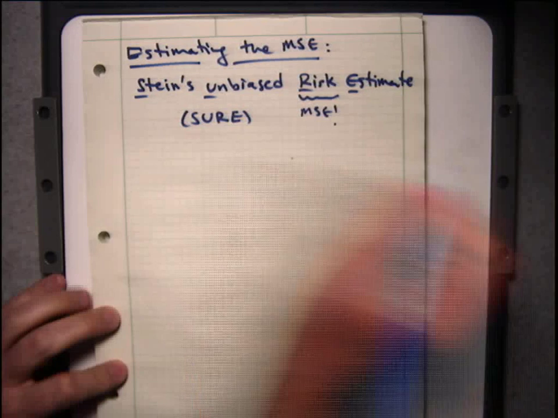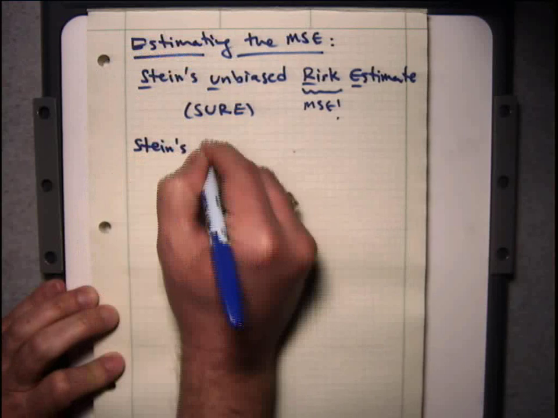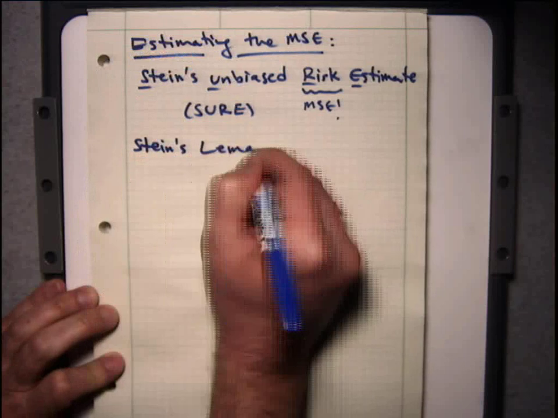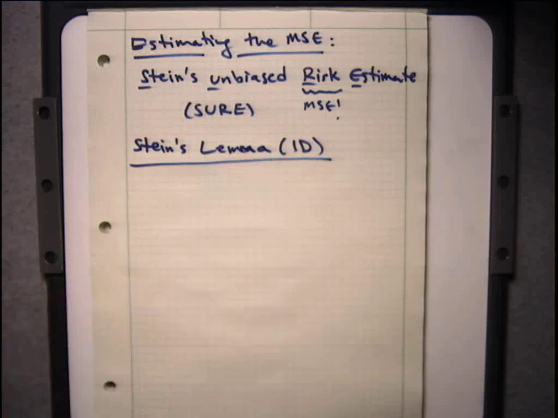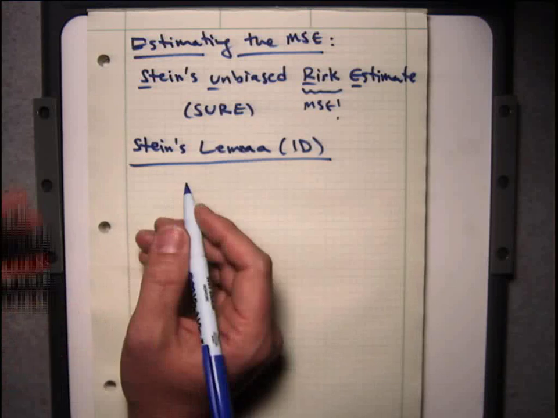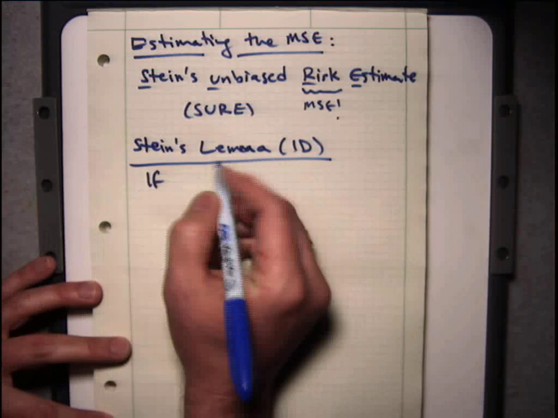A very famous result is Stein's lemma, lemma with two M's. I'll prove it in the scalar case first, and then I'll show it to you in the general vector case. This has to do simply with a Gaussian random variable. The result is the following.